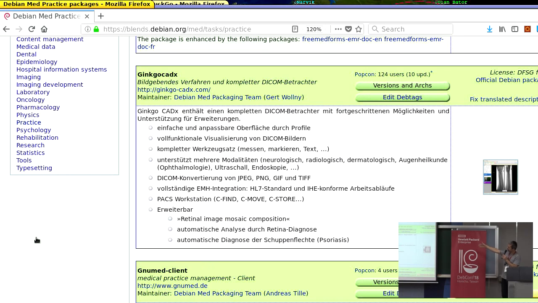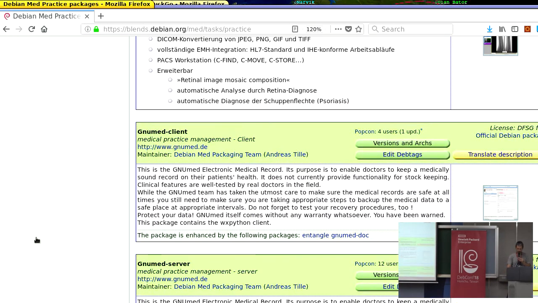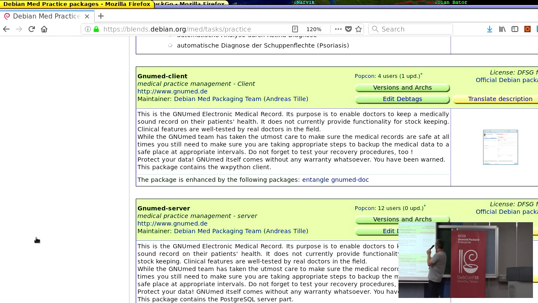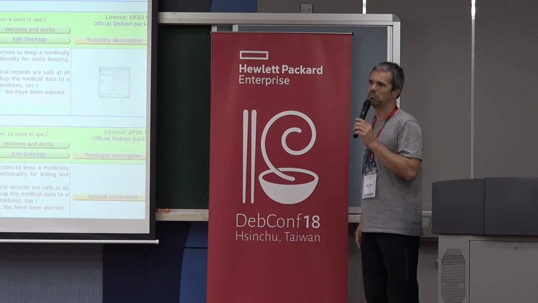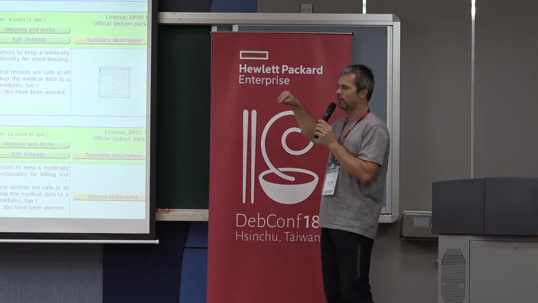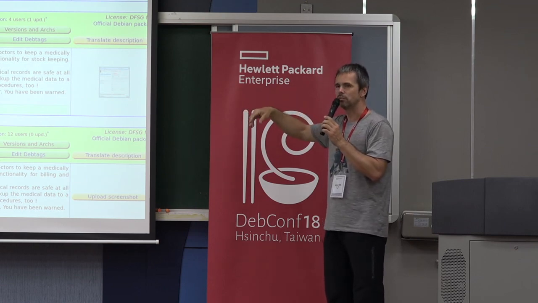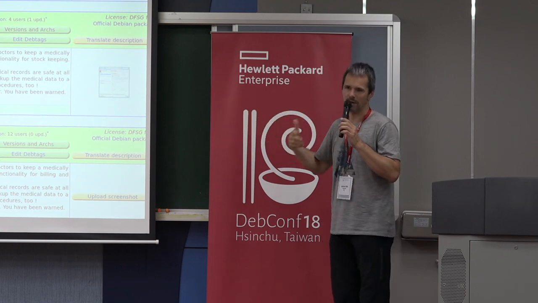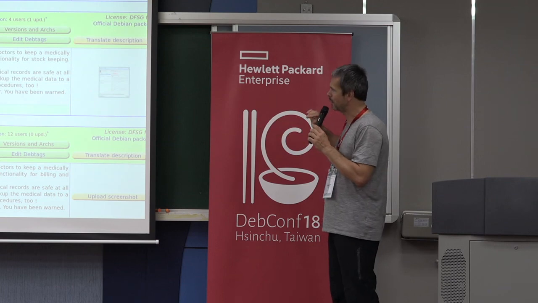This Ginkgo CADx is something where you can display medical images. And we have GNUmed. I know this GNUmed developer. You see we have a server which is actively used by 12 installations, and maybe the client has no connection to the internet and is not reporting, so these numbers are only estimations. Some people say you can double the number, some people say you can take 10 times the number of popcon measures. So we know our packages are used by some users. What you see, definitely, in the BoF before, they had games packages with numbers of 1,000, so it's way more. Games are used by more people, right? We have a very specific field, but we have users and we have active users.